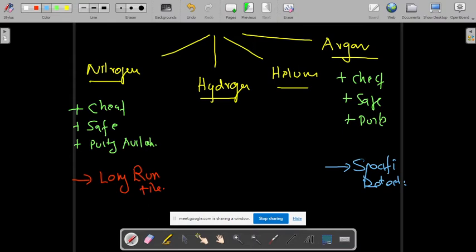For example, a detector called the electron capture detector. We'll see the detectors last. The electron capture detector is a type of detector used in gas chromatography, and this type of detector can only be used with argon. So it is restricted to specific detectors. This is a problem. Nitrogen has the problem of long run times.